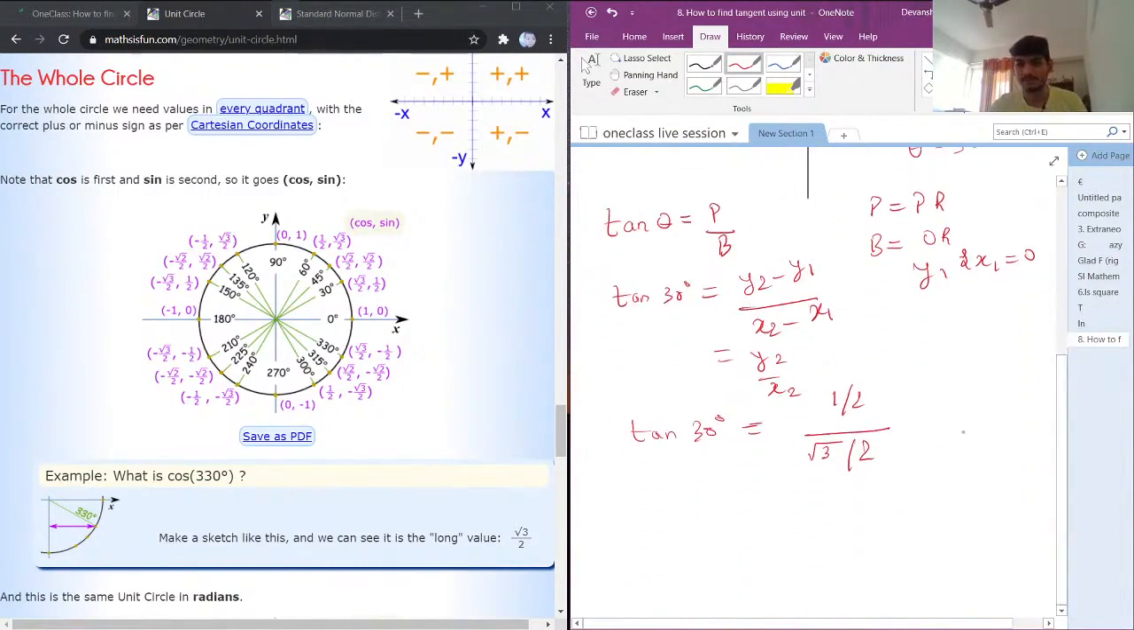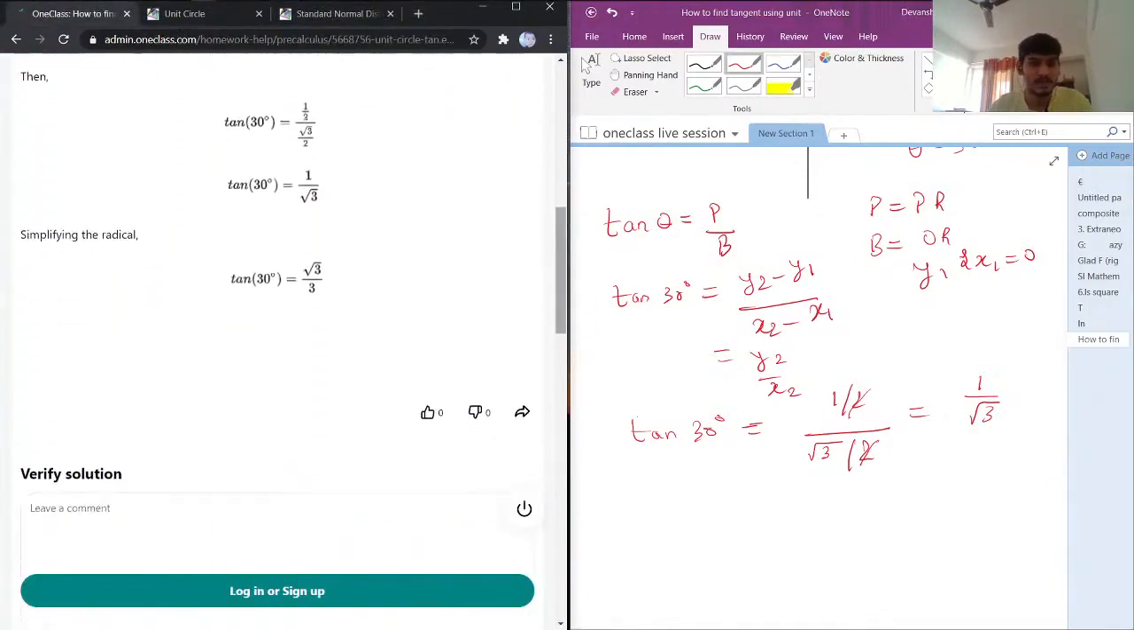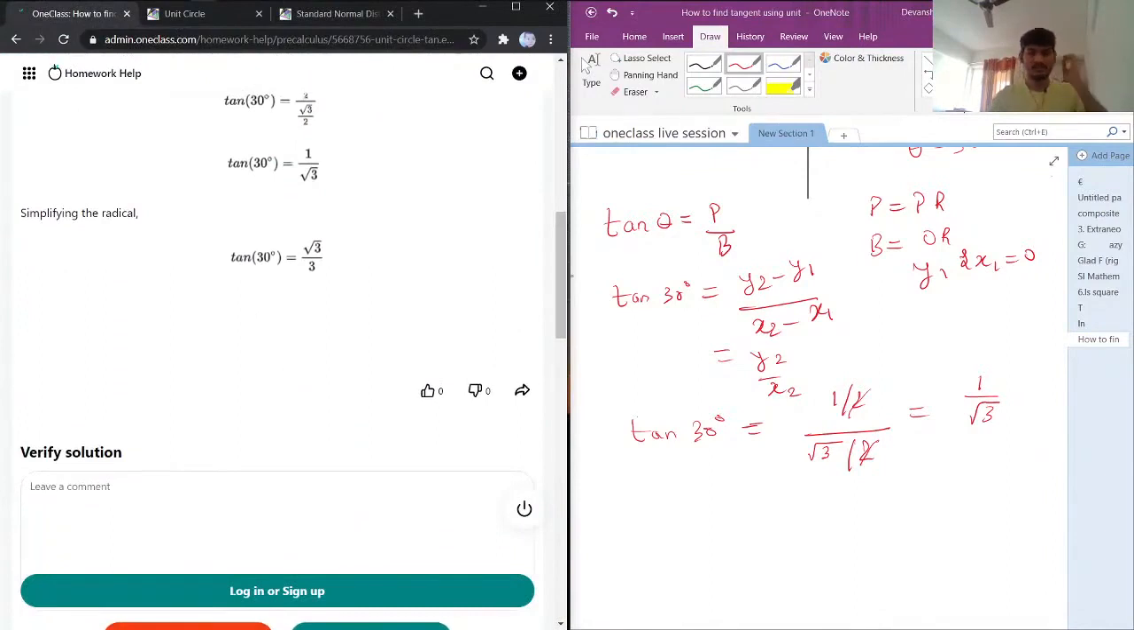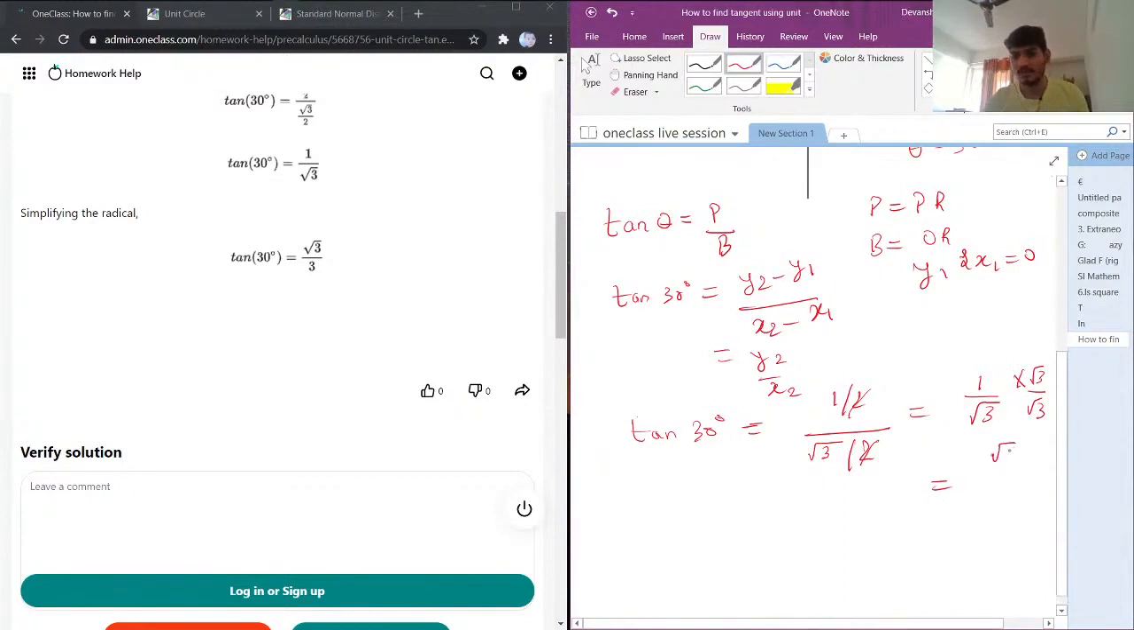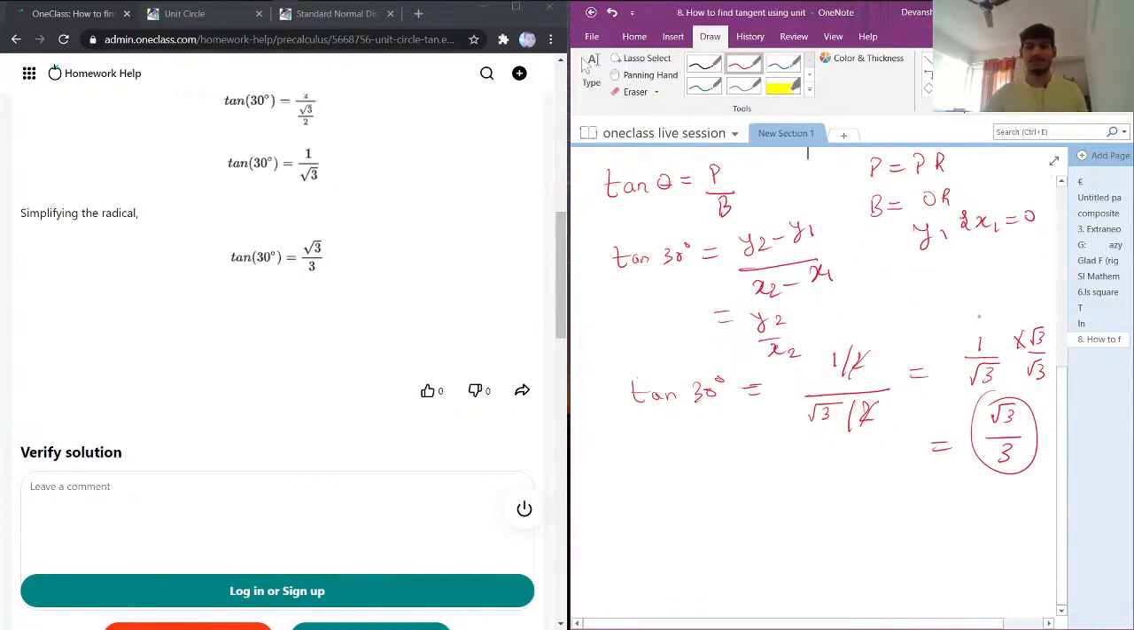Yeah, so I can just cut this term and we'll get tangent of 30 degree as 1 by root 3. Let us see, tangent of 30 degree is 1 by root 3. We can also simplify the radical by multiplying by root 3 over root 3. So we'll get root 3 by 3. It is just a simplified form, but we usually write it as 1 by root 3.